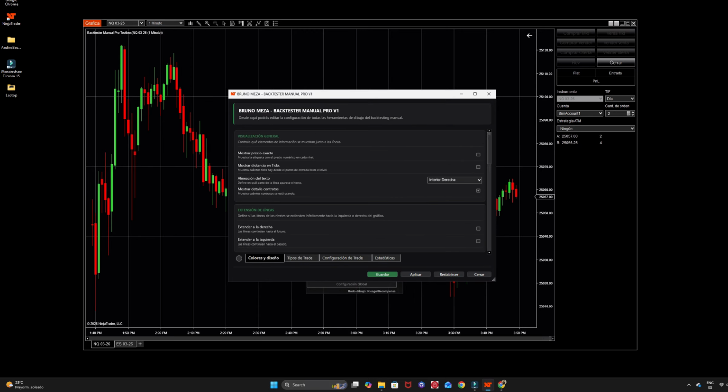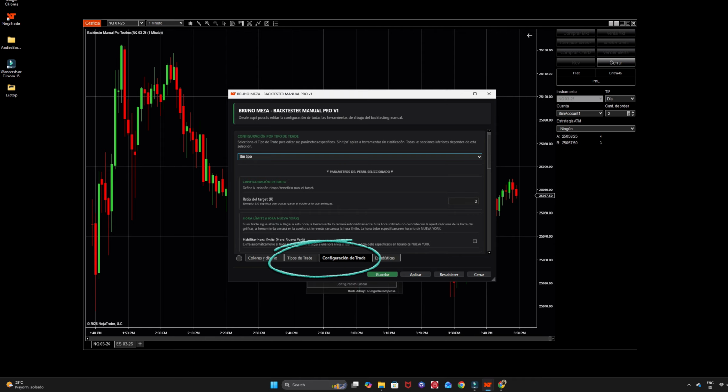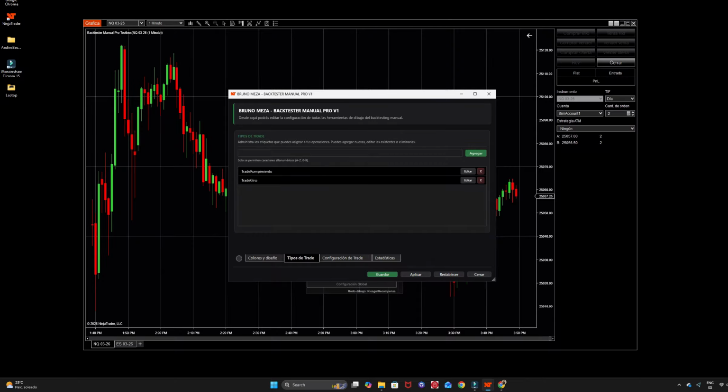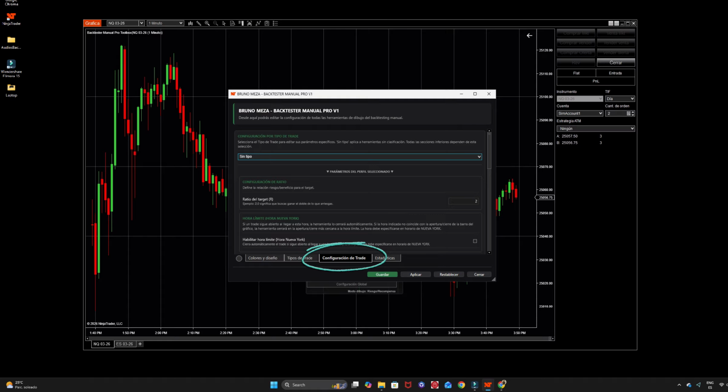For the functional part, which is what really matters, we have two tabs called Trade Types and Trade Configuration. In the Trade Types tab, you define the names of the trade types that exist in your strategy. To do so, you must type the name and then press the Add button. For this example, I will add two trade types: Breakout Trade and Reversal Trade. Once the types are created, you must go to the Trade Configuration tab. Here we will provide the initial properties for each trade type that you can later modify to study the behavior of the statistics under different parameters.